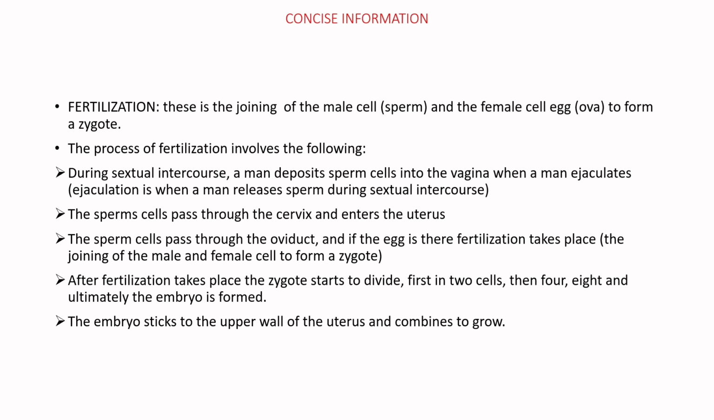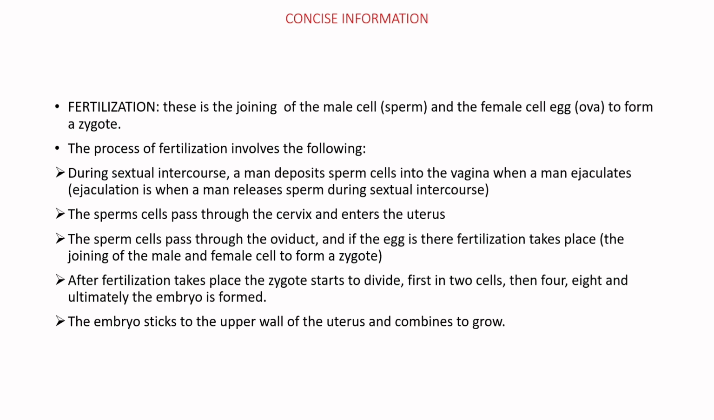Fertilization is the joining of the male cell, sperm, and the female cell, egg, which is also called the ova, to form a zygote. In other words, you can define fertilization as the joining of the sperm and the egg to form a zygote. Then you are done with those two definitions, and you are good to go. Now we move to the process involved in fertilization. You pay attention.